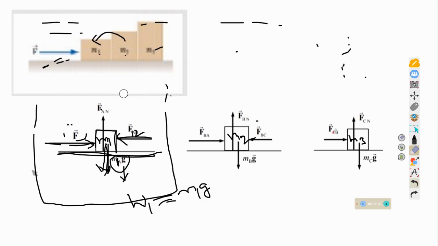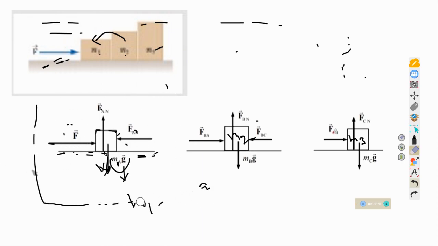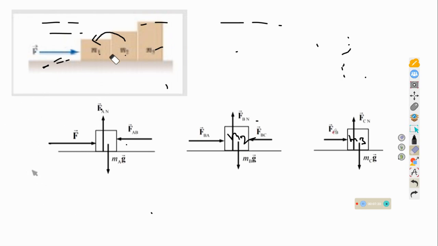Okay friends, so in total how many forces are acting? Two horizontal forces, two vertical forces. As the body vertically is not moving, vertical forces cancel each other, but horizontal forces won't cancel, because we are applying force from the left side.